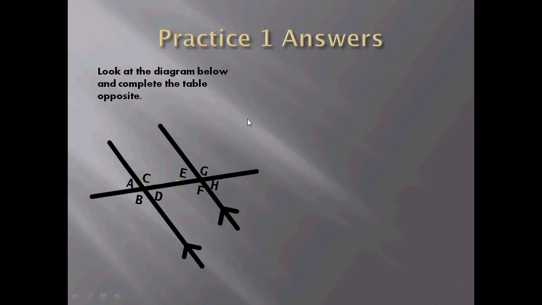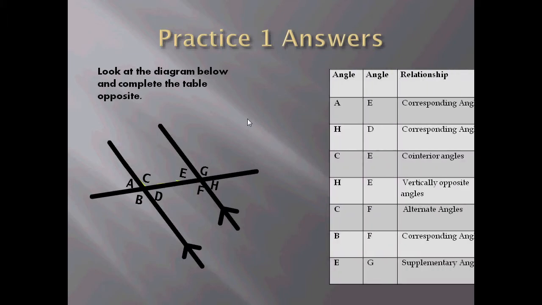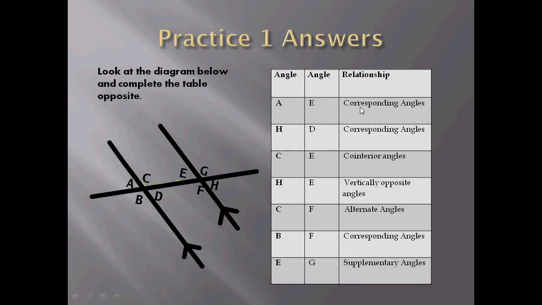Okay, let's have a look at that, girls. Let's have a look at the answers to that so you can check whether you're getting these right. Angle A and E are corresponding angles, matching corners. H and D are also in matching corners, same side of the parallel line and same side of the transversal. C and E, they're co-interior, they're on the same side of the transversal and between the two parallel lines.